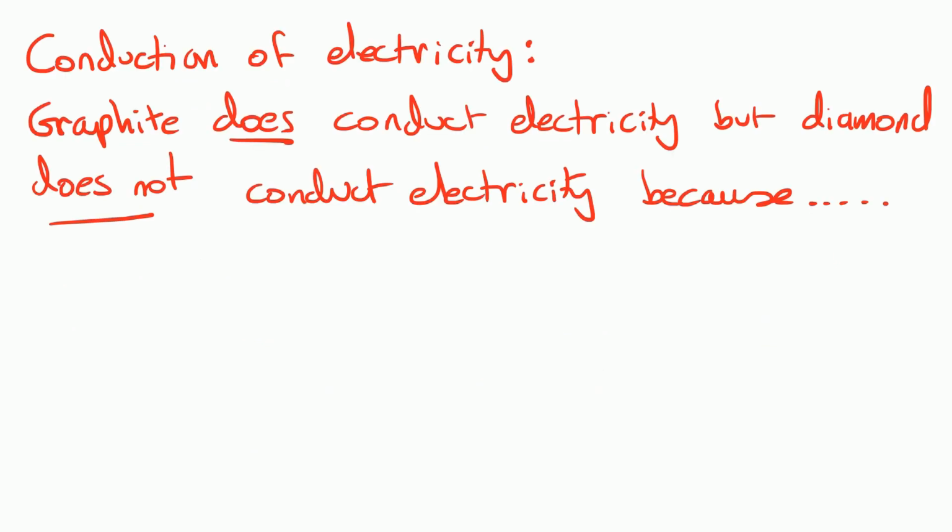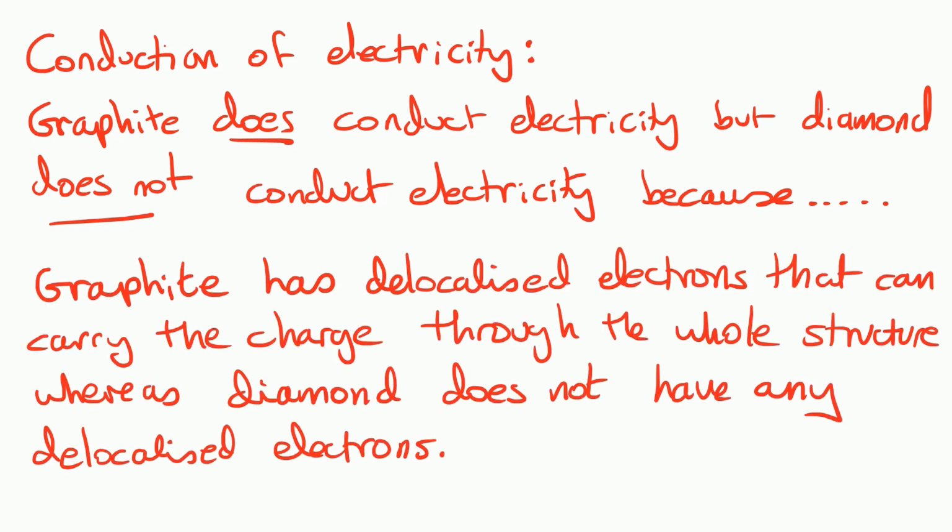So our second property we're going to talk about is the conduction of electricity. So if we compare, first of all, graphite does conduct electricity, but diamond does not conduct electricity. And then we're going to relate it to the structure and bonding. So that's because graphite has those delocalized electrons that can carry the charge through the whole structure. And it's important you say through the whole structure. Whereas diamond doesn't have any delocalized electrons. And remember, that's because all 4 of those outer shell electrons are involved with bonding to 4 other carbon atoms.